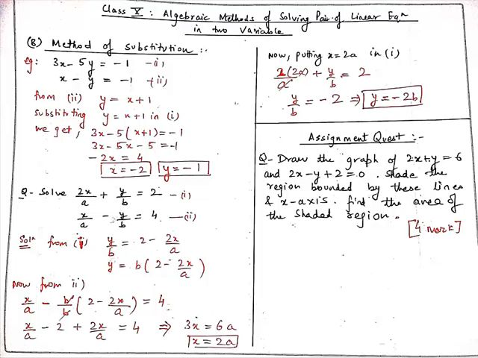Now student, this is your another assignment. Practice this question and submit me the solution today. The question is, we have to draw the graph of 2x plus y equal to 6 and 2x minus y plus 2 equal to 0 and shade the region bounded by these lines and the x-axis. Also, we have to find the area of the shaded region.